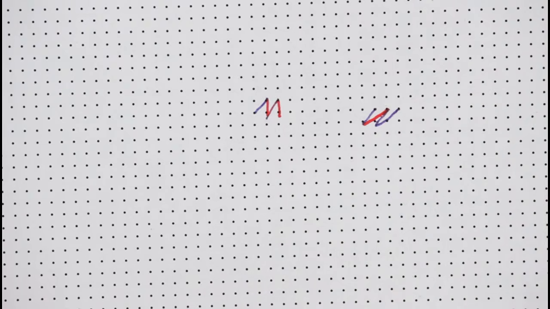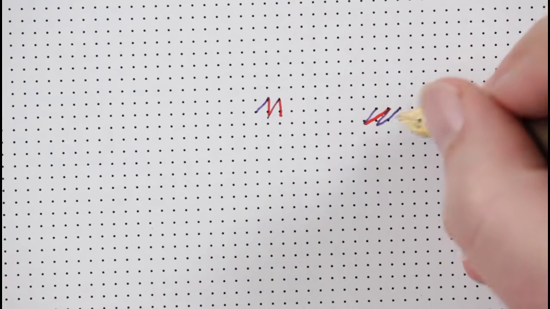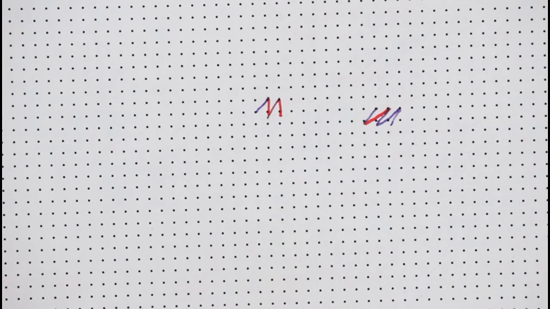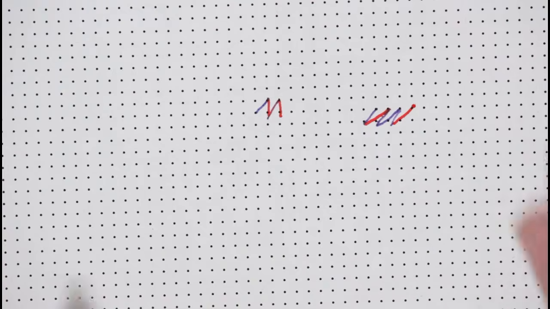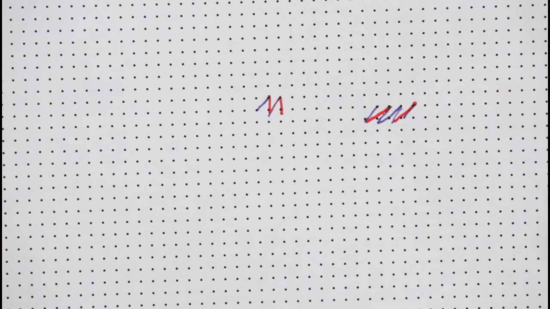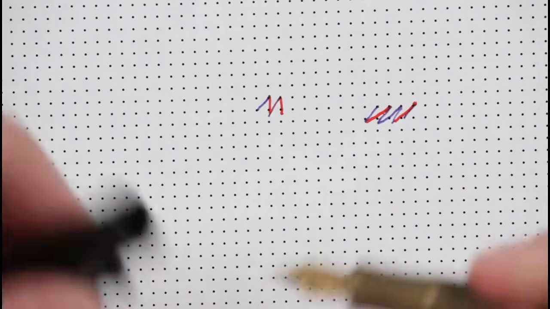Oops, I drew that one in the wrong color. So that goes there, and then this one goes up and over here, and then this one goes back down to this corner. So let me show you a little bit more detailed what that looks like.